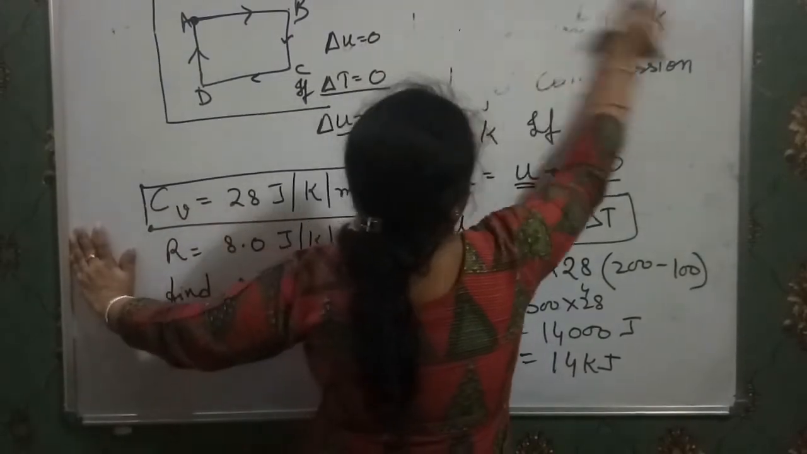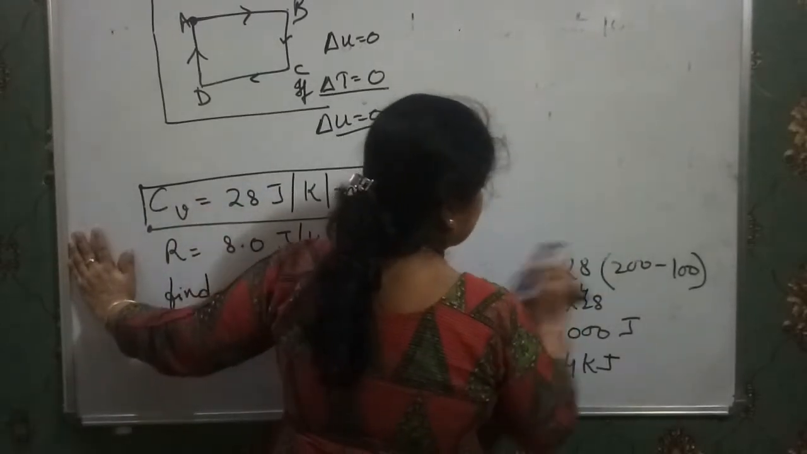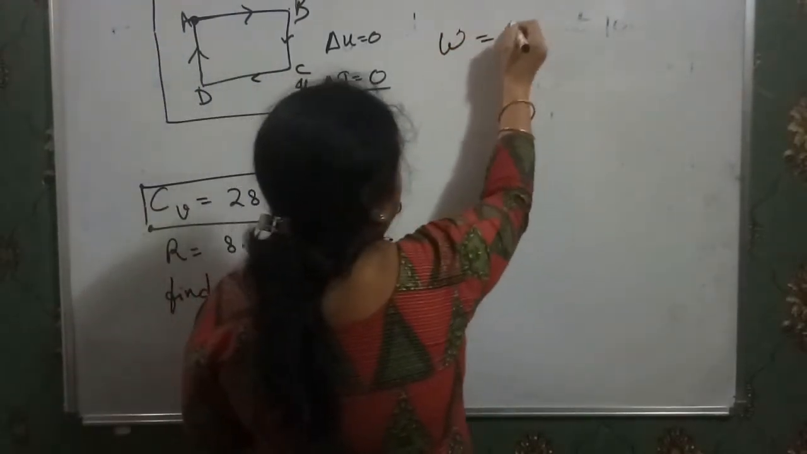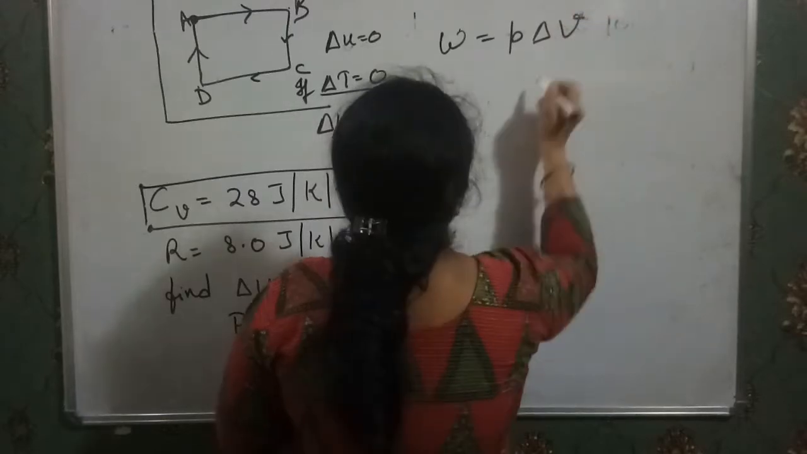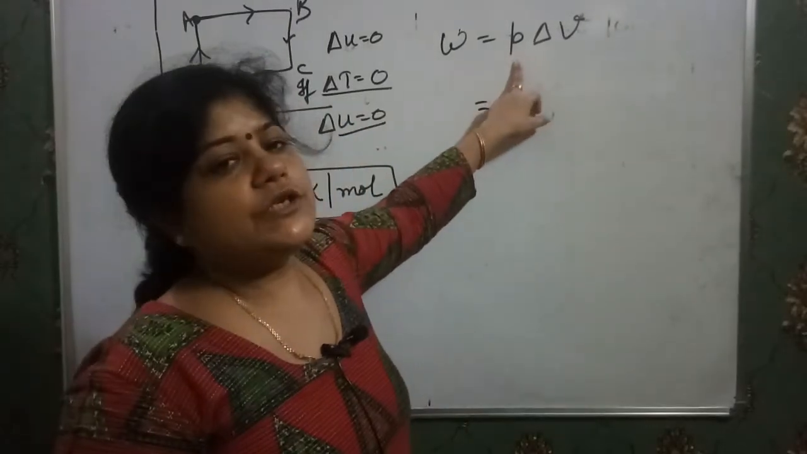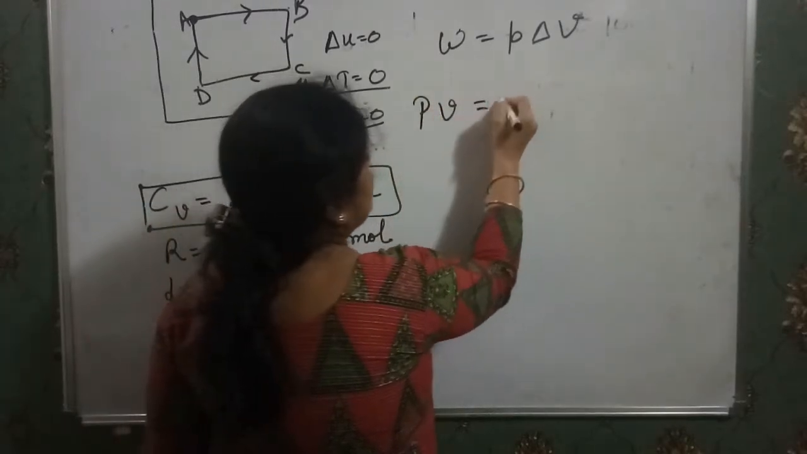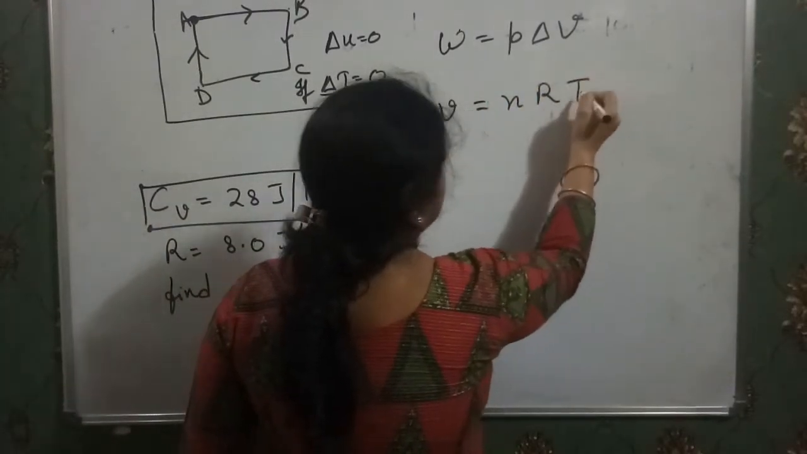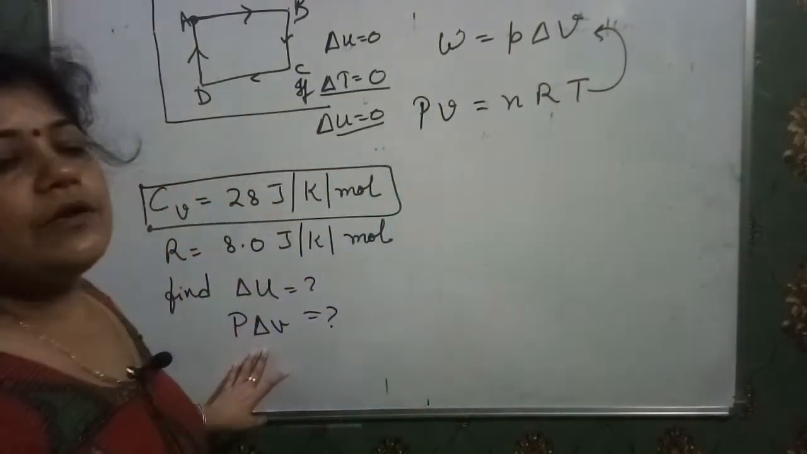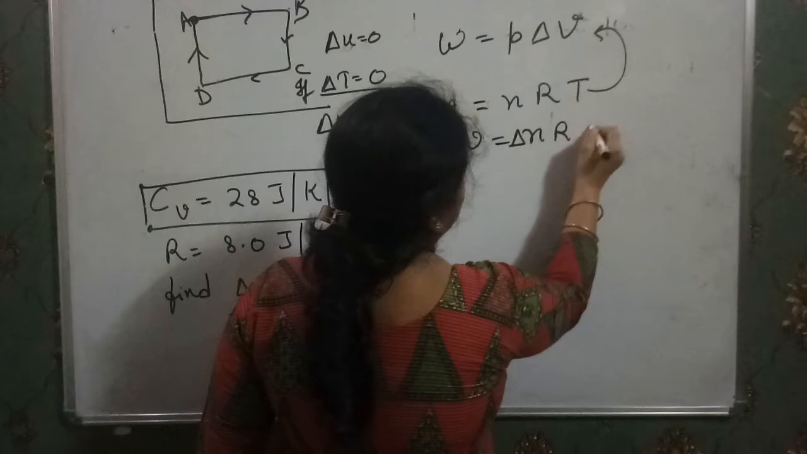Now, the next part of this question: we have to calculate P delta V, that is, the work done. Clear? In the question, no volume is given and no pressure is given. Then how will we calculate P delta V? From the ideal gas equation, we know PV is equal to nRT. So we put the value of nRT in place of P delta V to calculate the work done. So we get n R delta T.